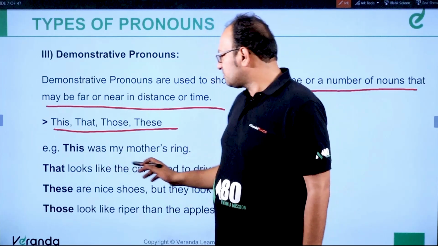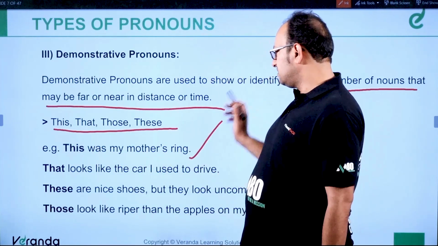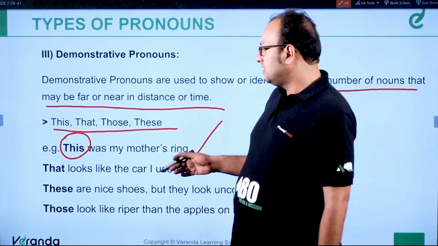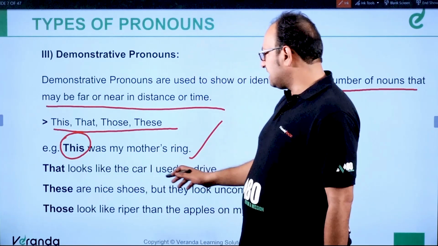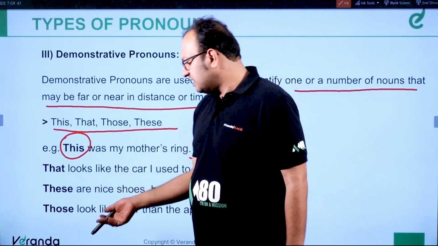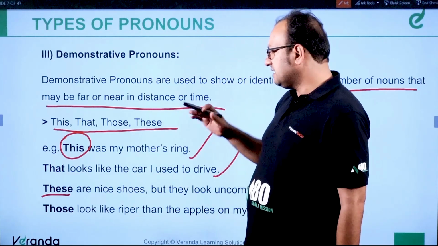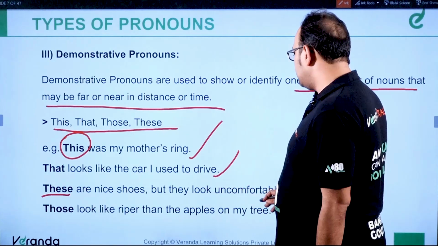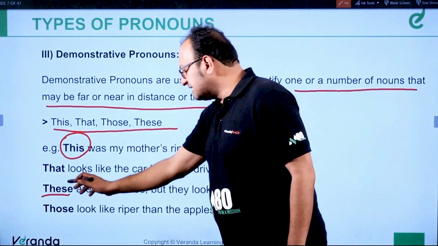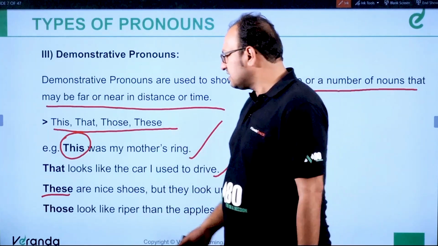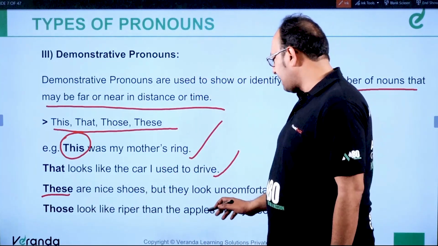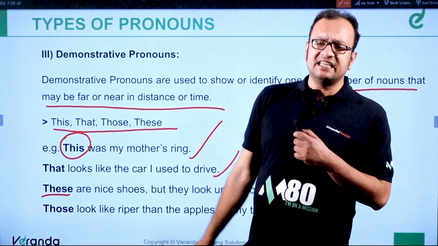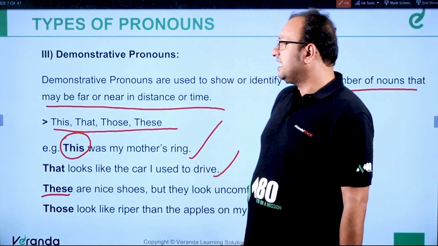For example, this was my mother's ring. This is a demonstrative pronoun for something nearer to us, singular. That looks like the car I used to drive, for something far away. These, plural, for something nearer to us. These are nice shoes, but they look uncomfortable. These, a demonstrative pronoun for something near to us. Those look riper than the apples on my tree. Clear? So this, that, these, those are demonstrative pronouns. Moving ahead.